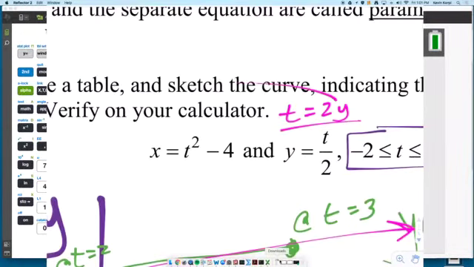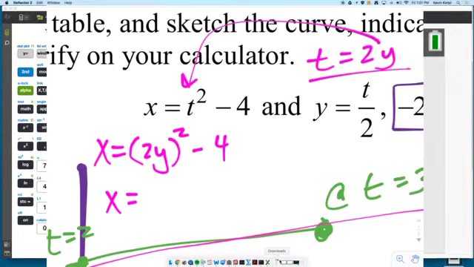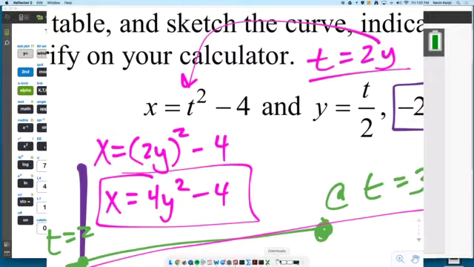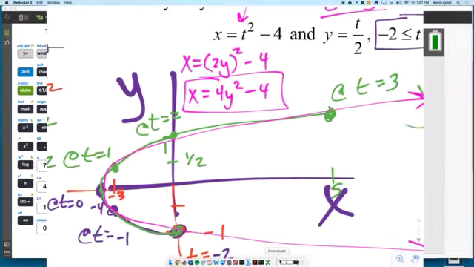So I'm going to plug that in right over here for t, and I get x equals the quantity 2y squared minus 4. And so we end up with x equals 4y squared minus 4. And there is the rectangular equation. That's not a function of x, but if you were to solve it for y, you would have the plus or minus. And the plus would be the top part.